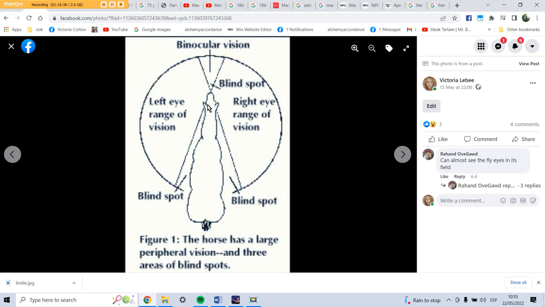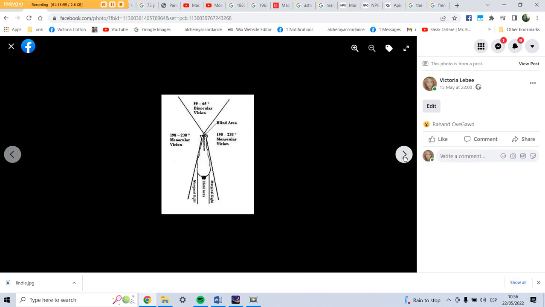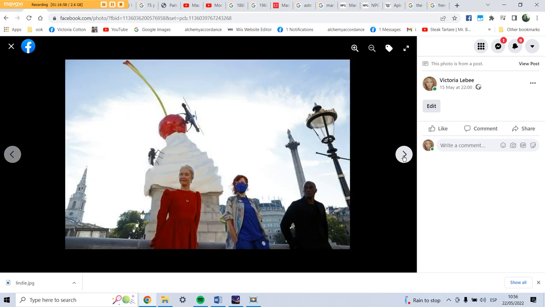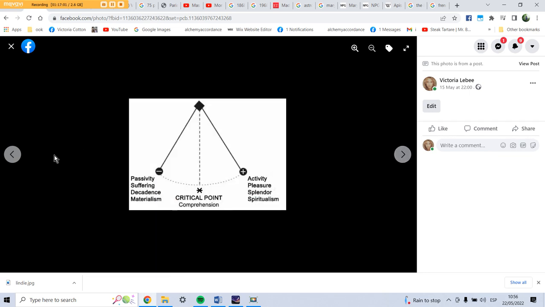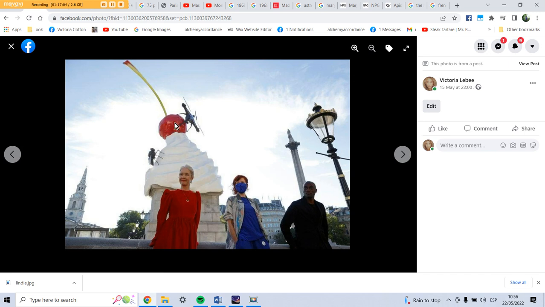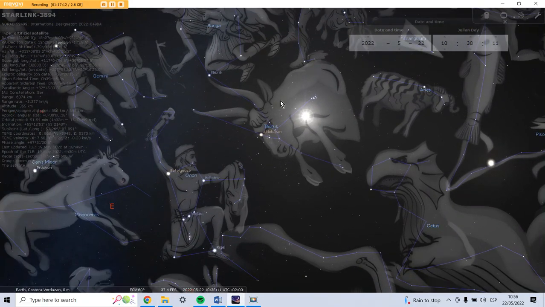Binocular vision, I've showed you all this. It's the blind spots. It's the Sagittarius, the horse. He cannot see the twin peaks. Left range of vision, right range of vision. He can't see just in front of him. Colorblind. Red Mars, the bullseye, and again Merlin. It's just the same thing. It's just this Mars, Napoleon, and the bullseye in the middle.